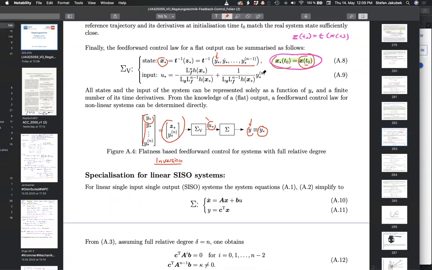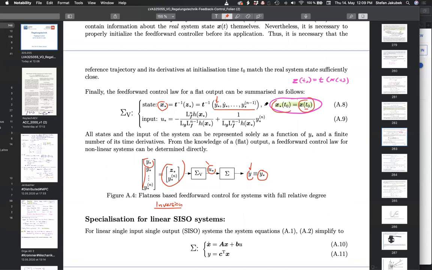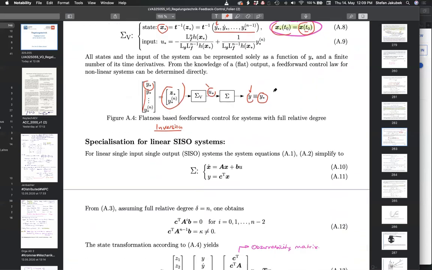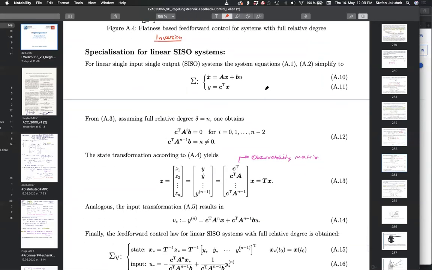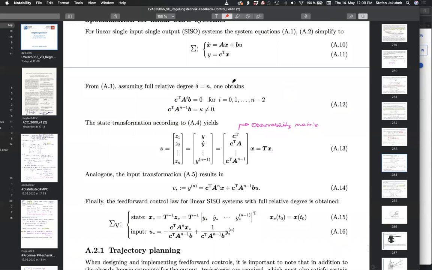So this works for every system that has full relative degree. And of course, it also works for linear systems in particular. And this is what we are going to look at right now, and we're going to look at an example. In particular, if you express everything for a linear system, it turns out that our transformation, that is of course only a transformation matrix, so T times x, is a lot simpler than for any nonlinear system. And the transformation matrix is made up of the observability matrix.